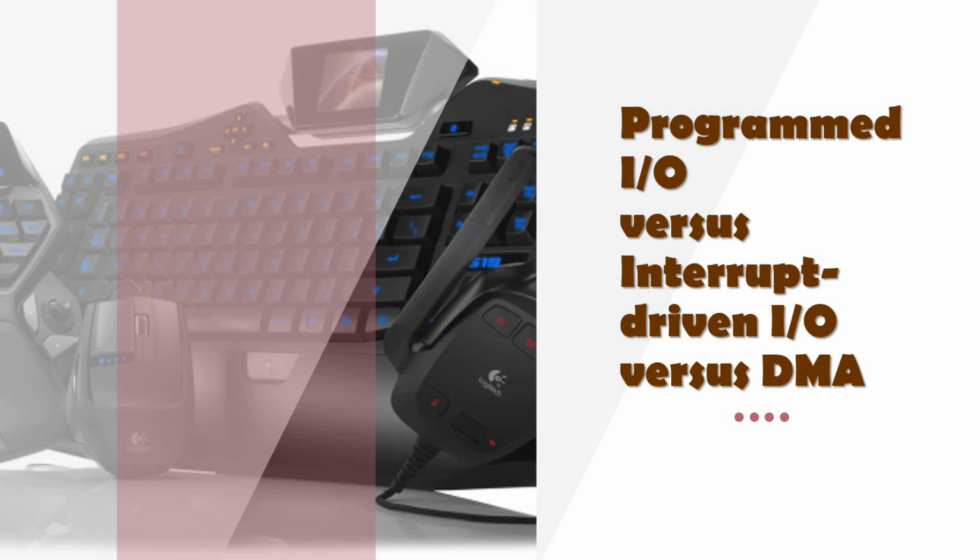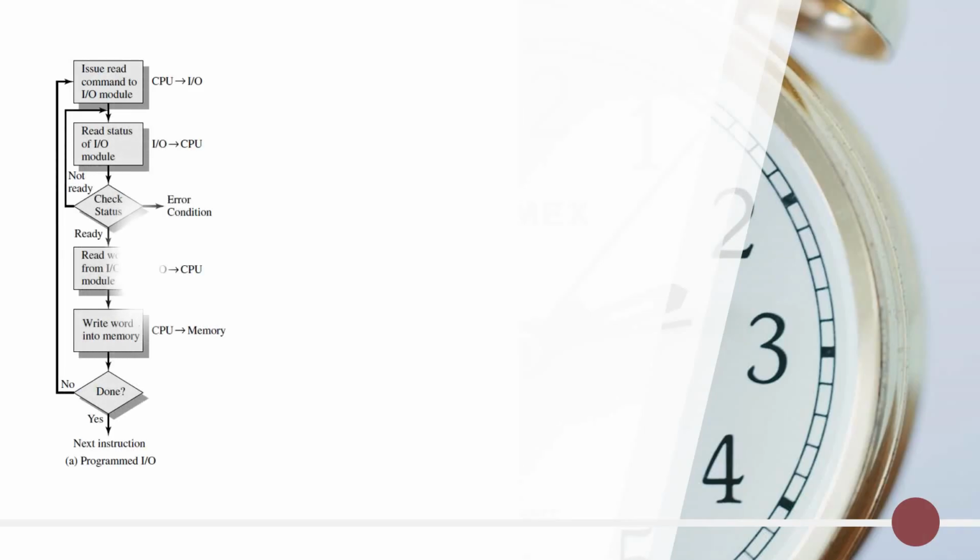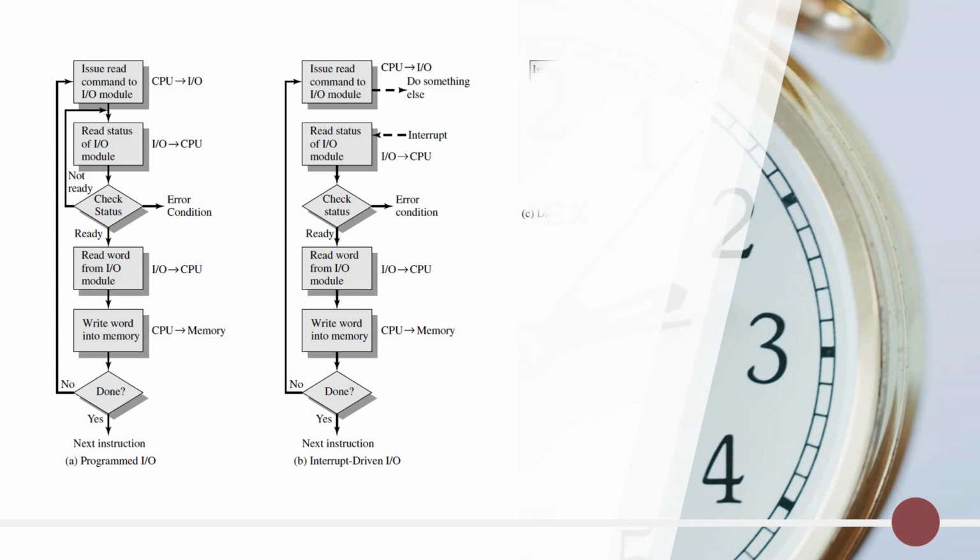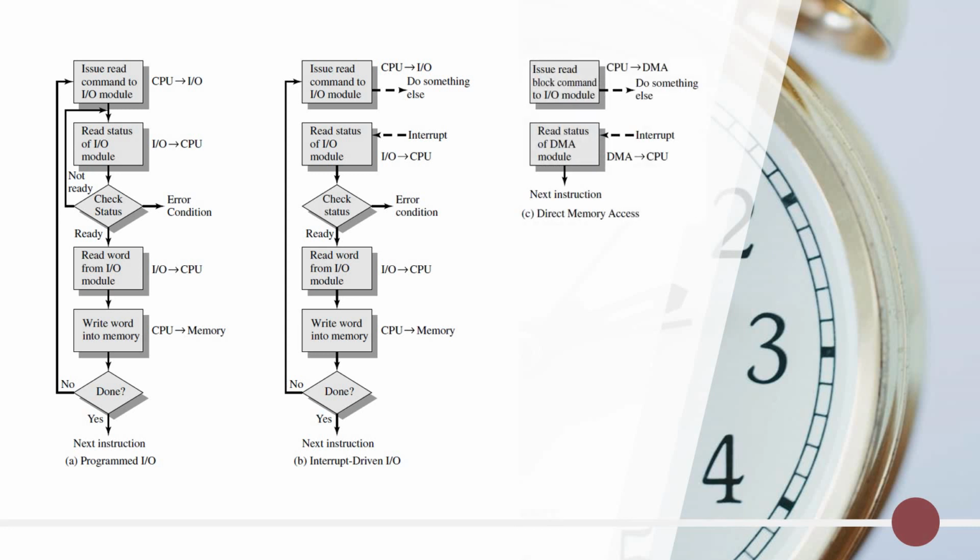Programmed I/O versus interrupt-driven I/O versus DMA. Figure A gives an example of the use of programmed I/O to read in a block of data from a peripheral device, for example, a record from tape, into memory. Data are read in one word, for example 16 bits, at a time. For each word that is read in, the processor must remain in a status checking cycle until it determines that the word is available in the I/O module's data register. This flowchart highlights the main disadvantage of this technique. It is a time-consuming process that keeps the processor busy needlessly.